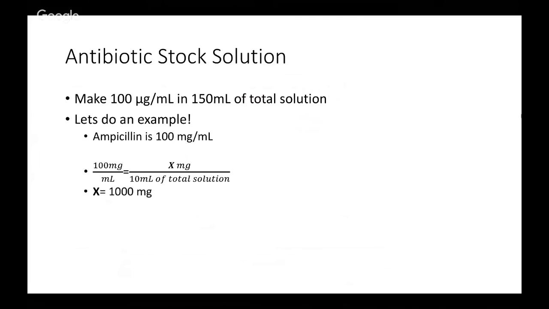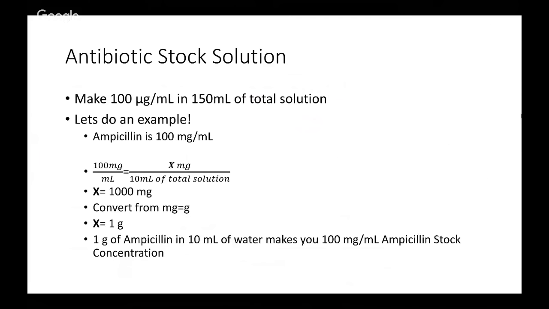So you're like, okay, milligrams, great. You have to convert it to grams because your scale doesn't measure in milligrams, it measures in grams. So we convert it, and it is 1 gram. Cool. You have a scale, you have powder. Cool. Any questions so far? All right, we're good. So yes, 1 gram of ampicillin in 10 milliliters of water makes you 100 milligrams per milliliter of ampicillin stock concentration.